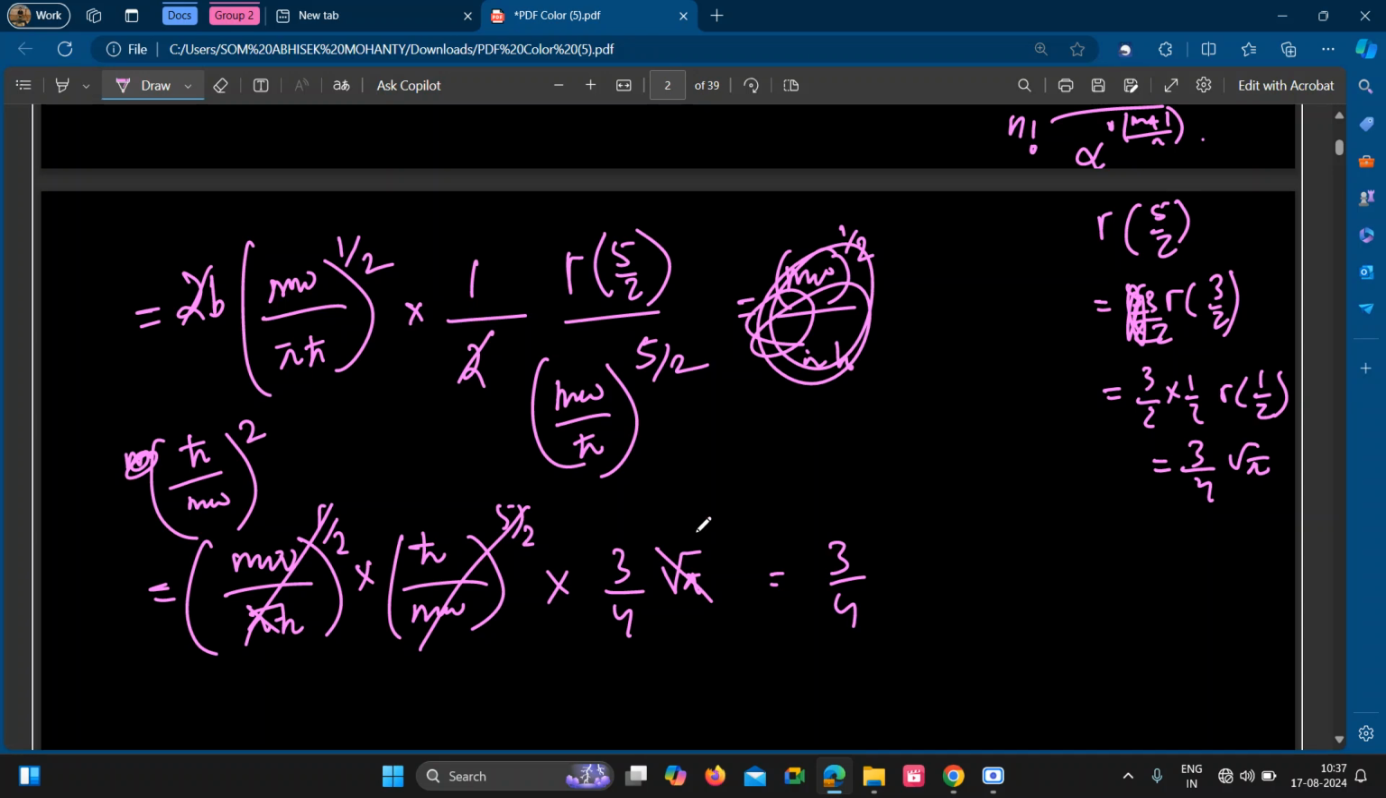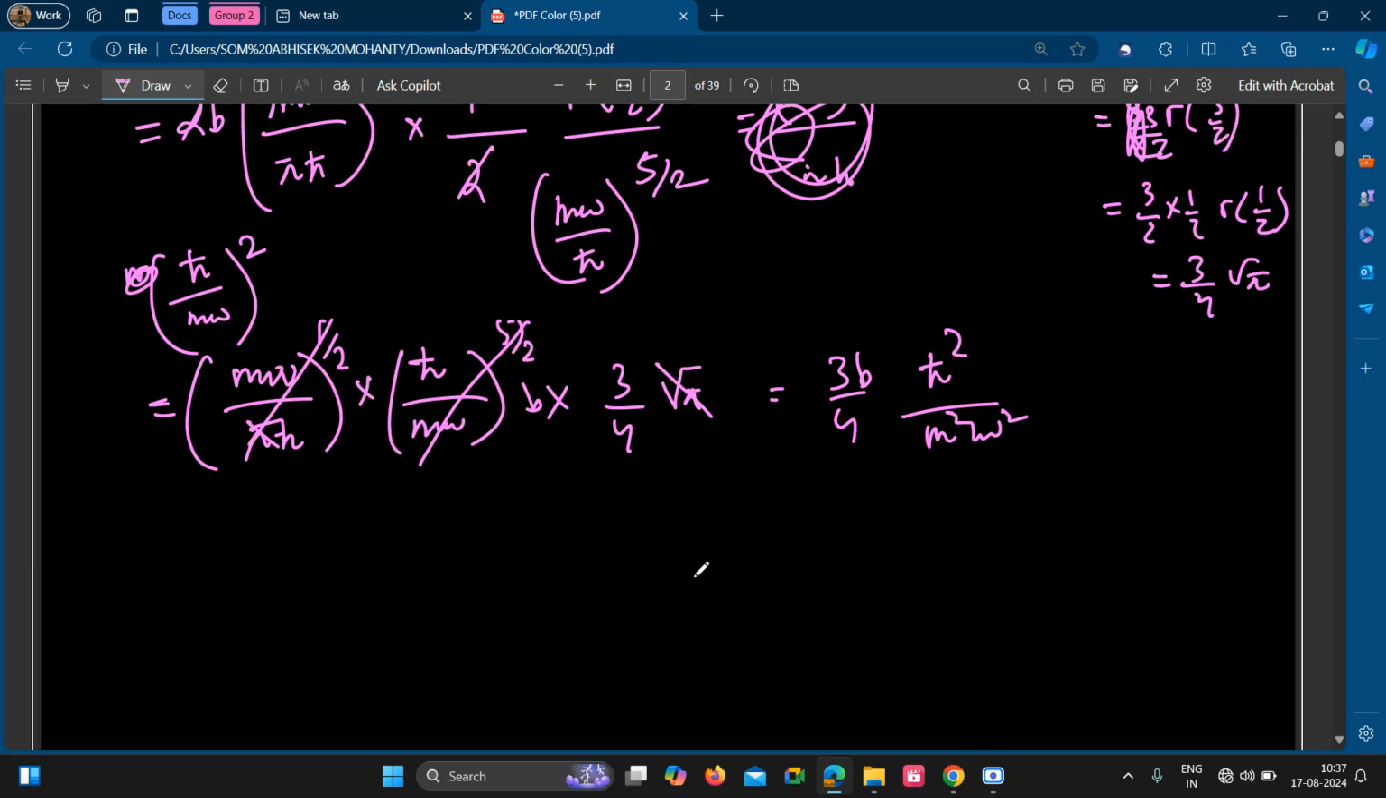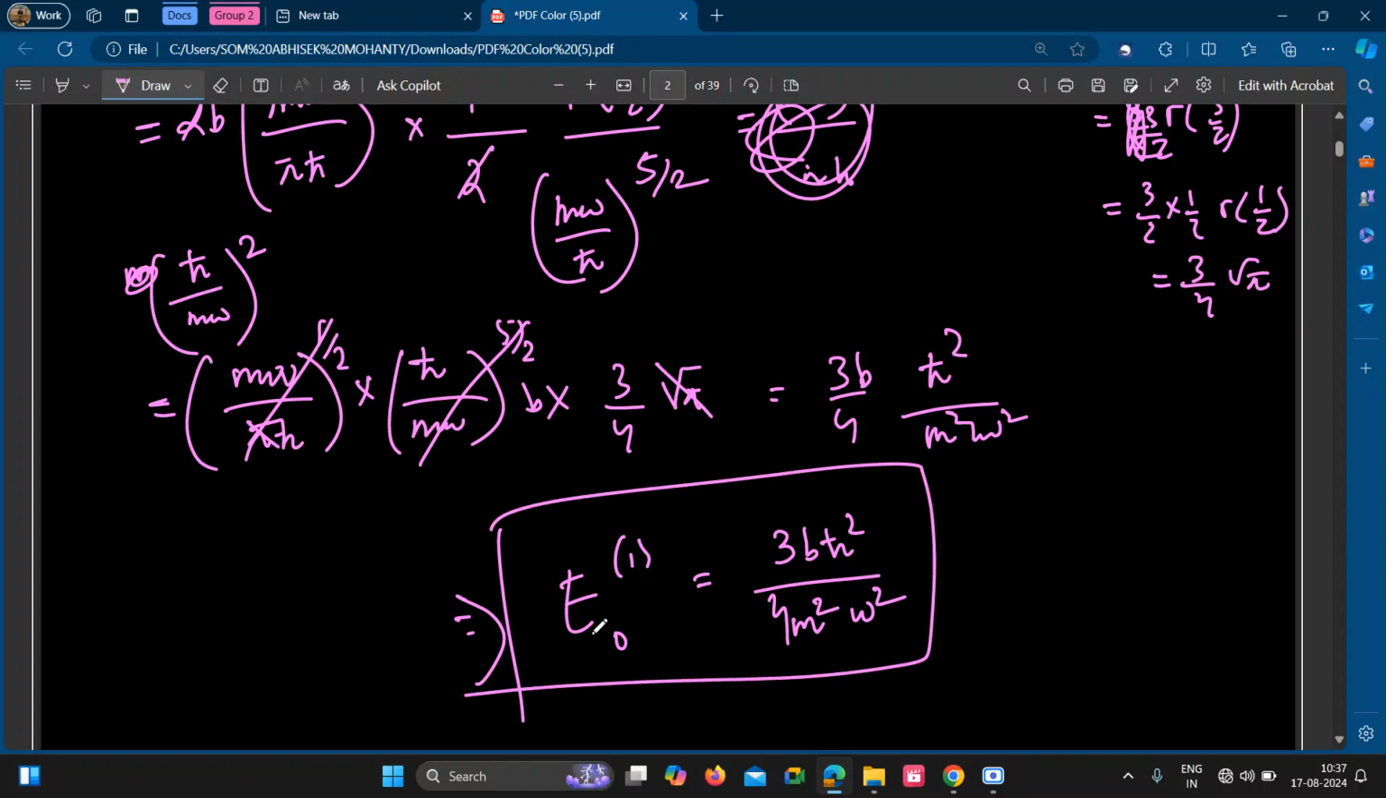B is also there. 3b h cut square by m square omega square. So I will write it properly: 3b h cut square by 4 m square omega square. So this is the energy first order correction. Okay, got it?